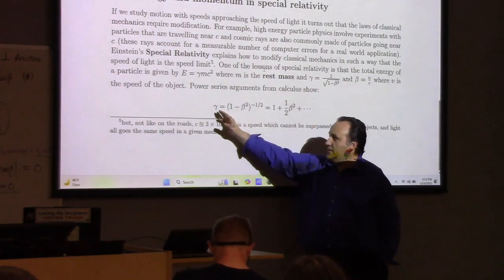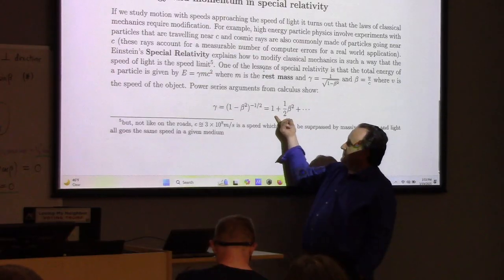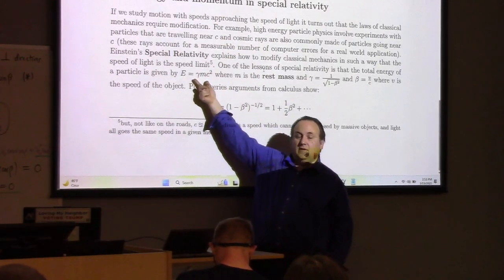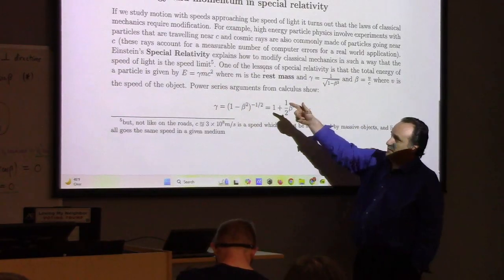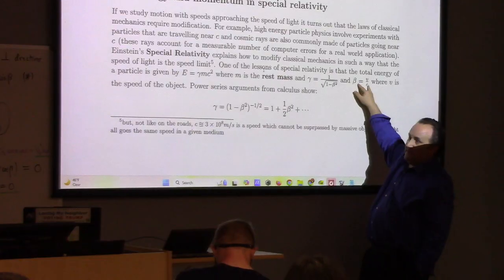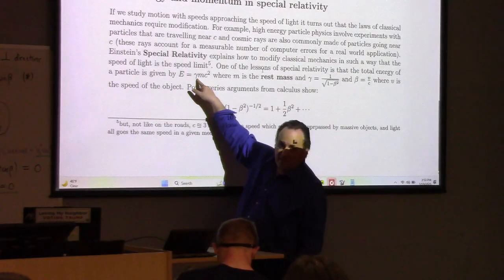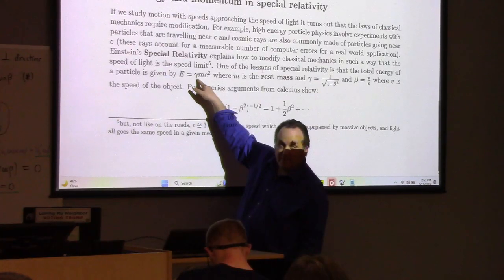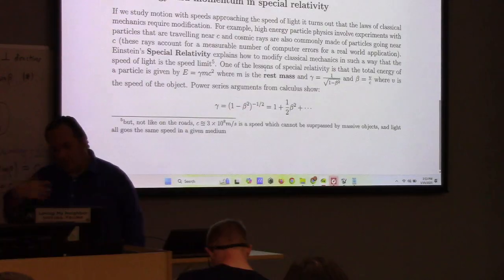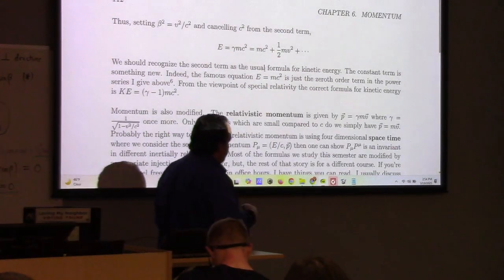So gamma, to a good approximation, is 1 plus 1/2 beta squared. If you put that into here, that gives you mc squared for this first term, and then it gives you beta squared times c squared. Well, beta squared times c squared is exactly v squared. So when you plug it in there, it gives you that the energy is mc squared plus 1/2 mv squared. So it gives you rest energy plus our classical kinetic energy, which is this equation here.